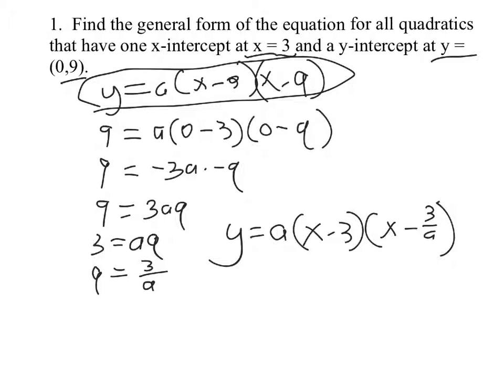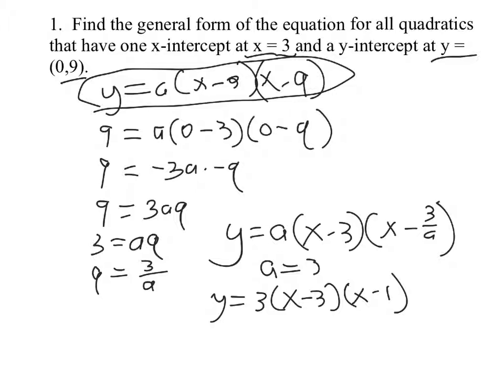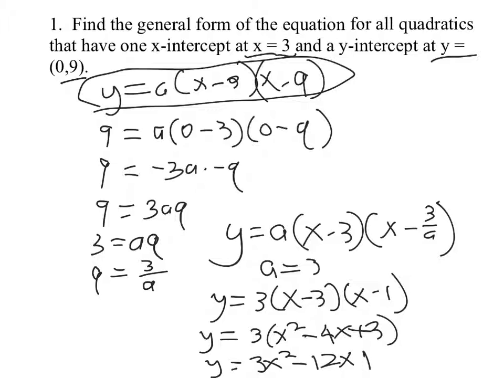So for example, let's say a was equal to 3. That would give us that y is equal to 3 times (x minus 3) times (x minus 3 over a), or 1. And if we work this out and expand it, we would get that y is equal to 3 times (x squared minus 3x minus 1x), which is minus 4x, plus 3, or y is equal to 3x squared minus 12x plus 9.